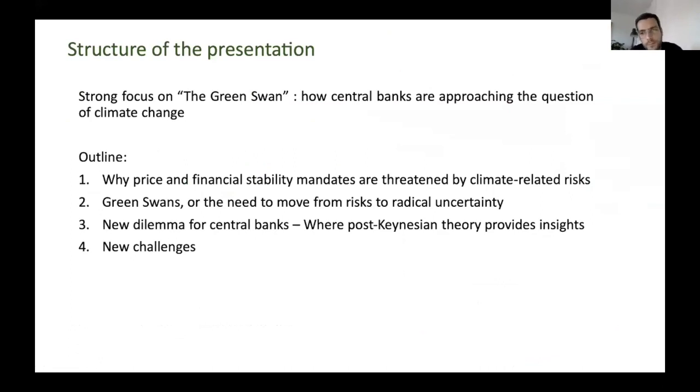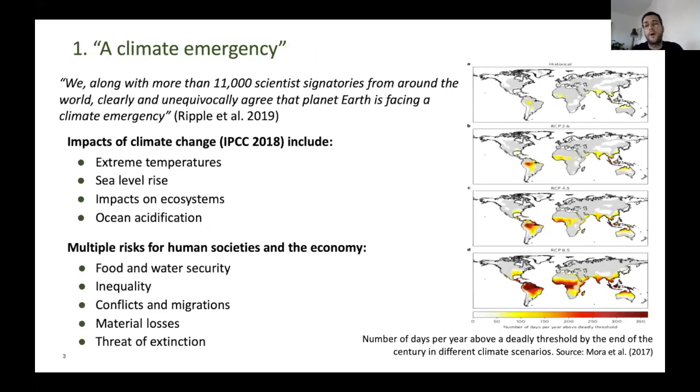I'll do that in four parts. At the beginning I will provide an overview of why the two common mandates of central banks, price stability and the somewhat less official but still important mandate of financial stability, are threatened by climate-related risk. Then I will argue that what we're facing is really much more about radical uncertainty, but I will bring that mostly from an environmental perspective. So it's environmental uncertainty, and that's how I will tie this to the concept of the Green Swan. Then I will discuss how this creates new dilemmas for central banks, where post-Keynesian theory can help. And also, if I have some time, some new challenges which I think go beyond the traditional divide between orthodox, heterodox, and classical post-Keynesian, that we should be thinking about when it comes to these issues.